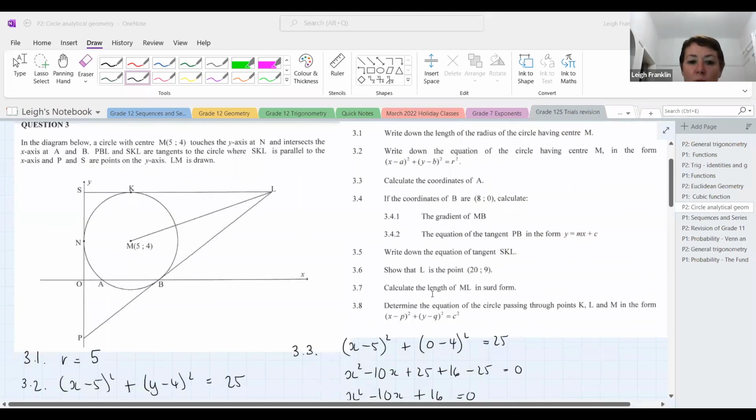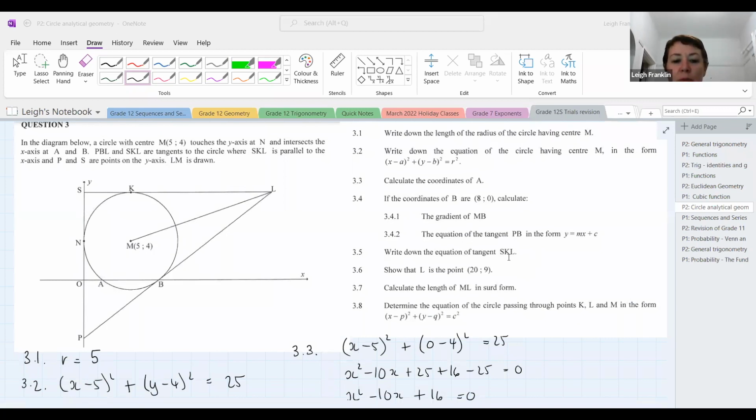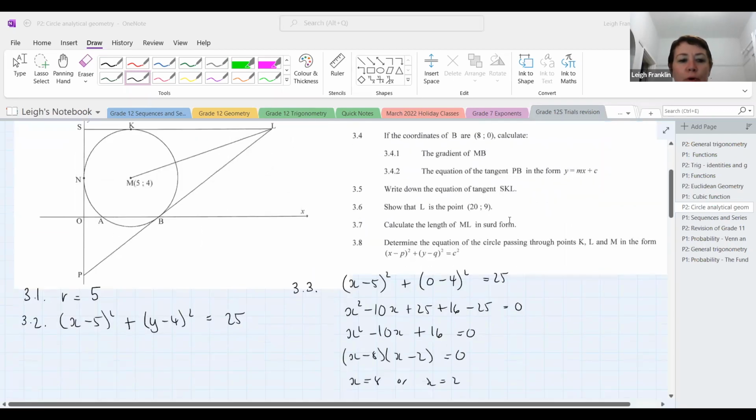Next question that they want us to do. If the coordinates of B are (8, 0), okay, so now we're feeling good because we know we've got the right answer. Calculate 3.4.1, the gradient of MB. That's really easy. I'll let you guys do that one on your own. And again, you can share your answer in the chat, please.